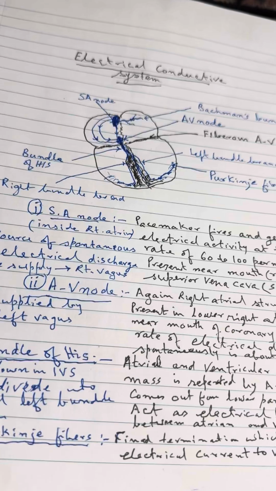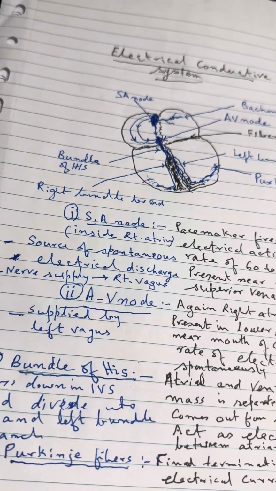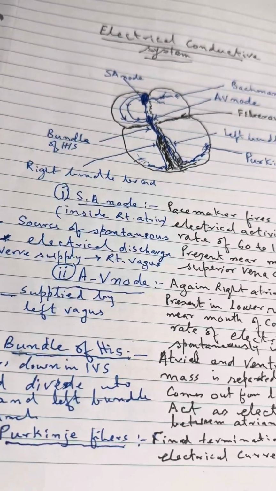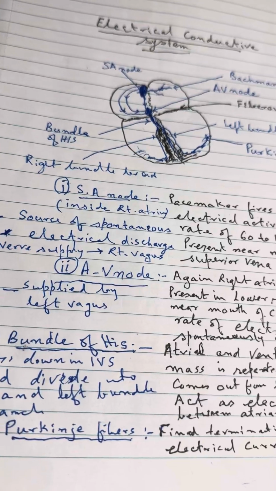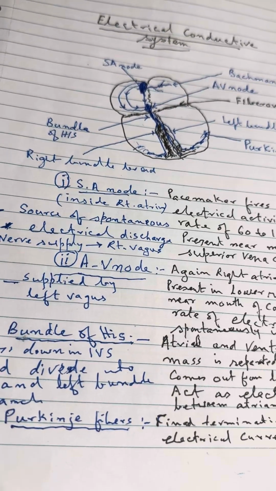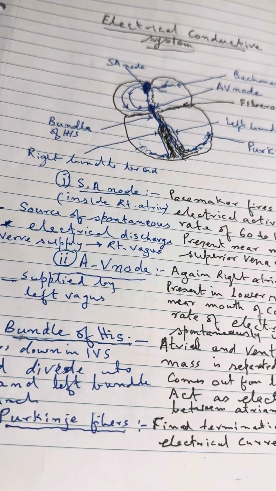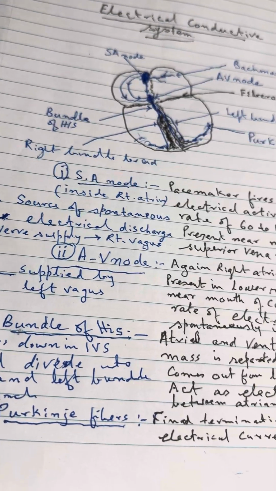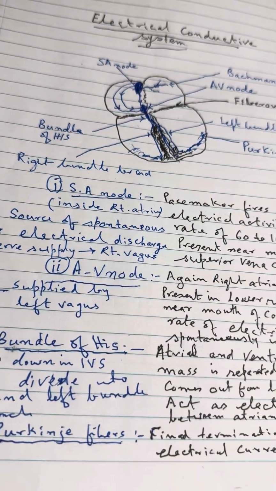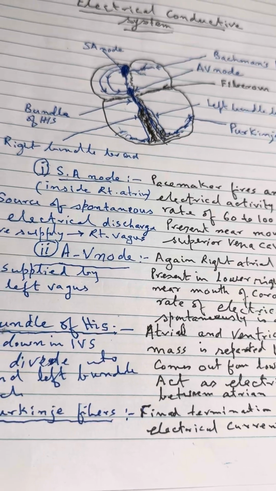One more important point to be remembered, conduction velocity in Purkinje fiber is highest, and conduction velocity in the SA node and AV node is slowest. Purkinje fiber conducts at the rate of 4 meters per second. Please remember this fact.